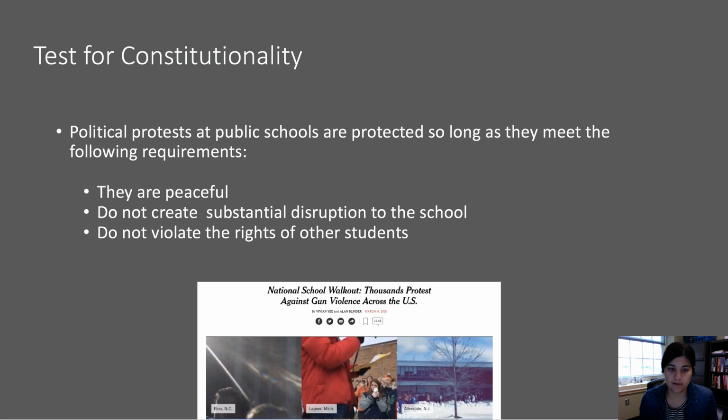We've seen plenty of these situations where students are walking out in peaceful protest, and the schools don't necessarily step in because they know that under the First Amendment, these students have a right to peaceful protest, to express themselves and their concerns, particularly if they are for a public concern, right? And in these cases, these issues are. So as long as they don't create a substantial disruption to the school as a whole, and as long as they don't violate the rights of the other students, and they are generally peaceful, they are allowed to go on.